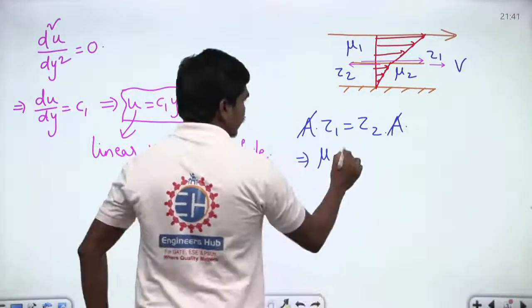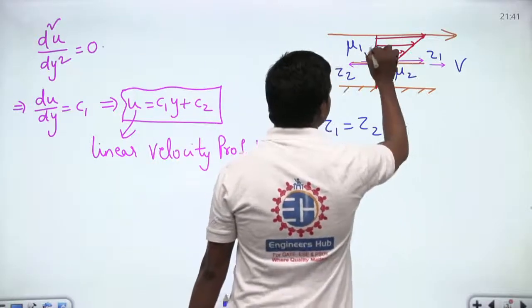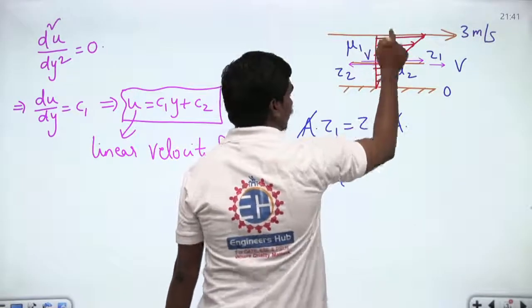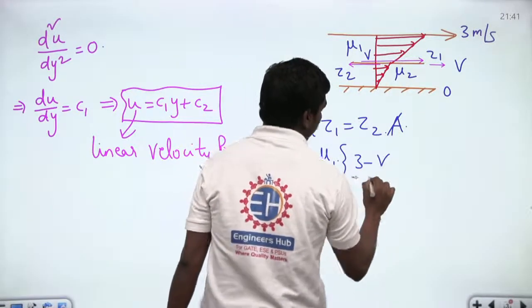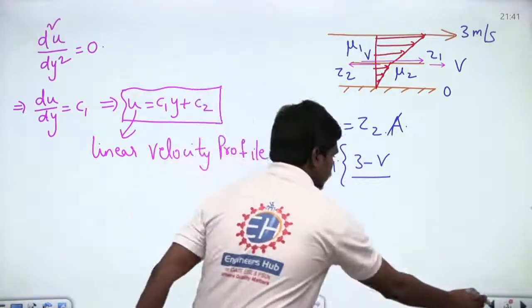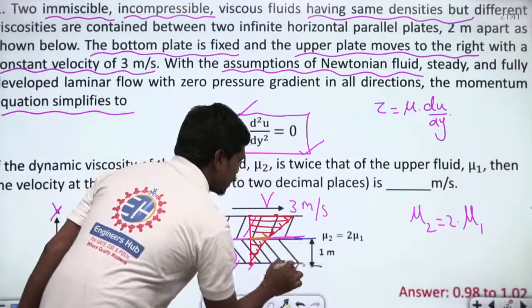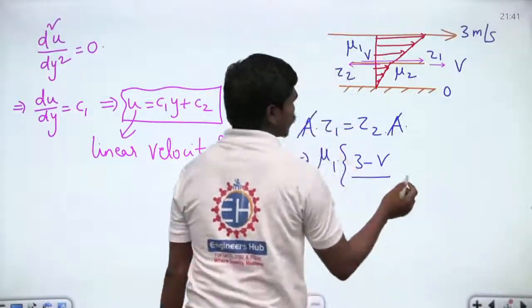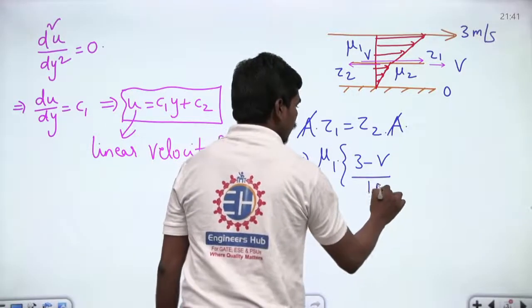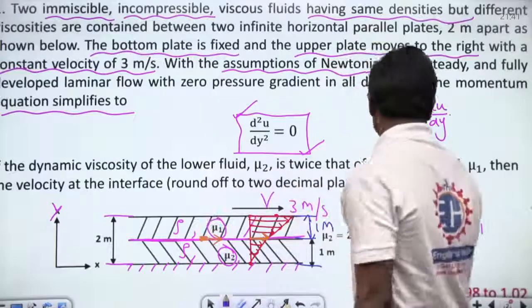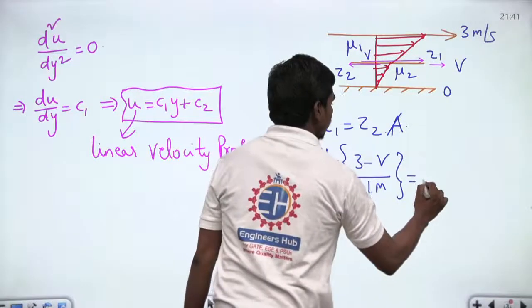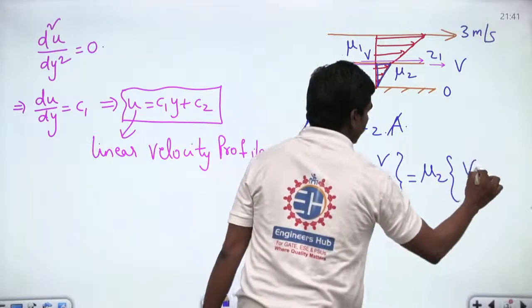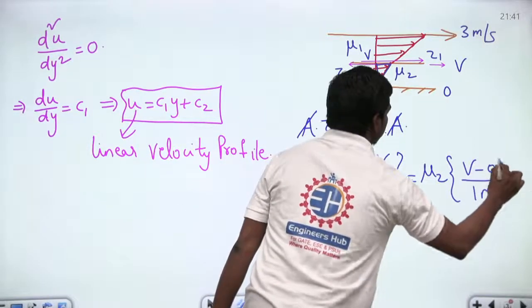Let us suppose the interface velocity is v. If the top is 3 meters per second and the bottom is 0, then you can write the velocity gradient in the top portion as 3 minus v divided by this clearance. And how much is this clearance given? You can see clearly this clearance is 1 meter, and this is also 1 meter. This should be equal to mu2 into the velocity gradient in this liquid, which is v minus 0 divided by 1 meter again. So this is what we have.